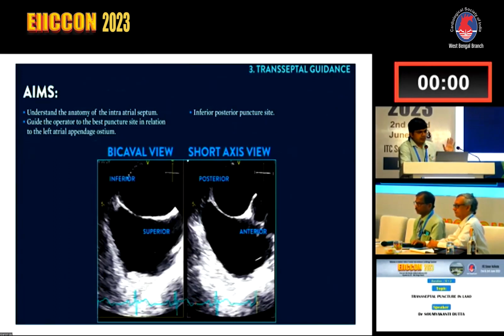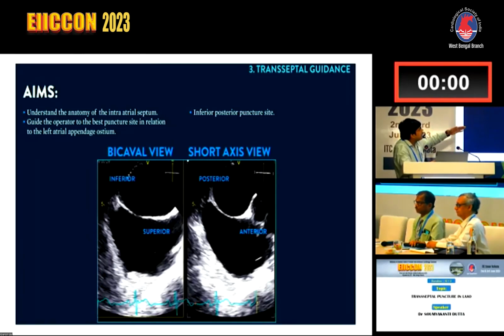Now, the most important views which I shall be discussing for the puncture are the bicaval view and the short axis view of the transesophageal approach. So in the bicaval view, we can easily delineate the superior as well as the inferior, that is the SVC and the IVC. And generally it is done closer to the IVC, that is, closer to the inferior rim.